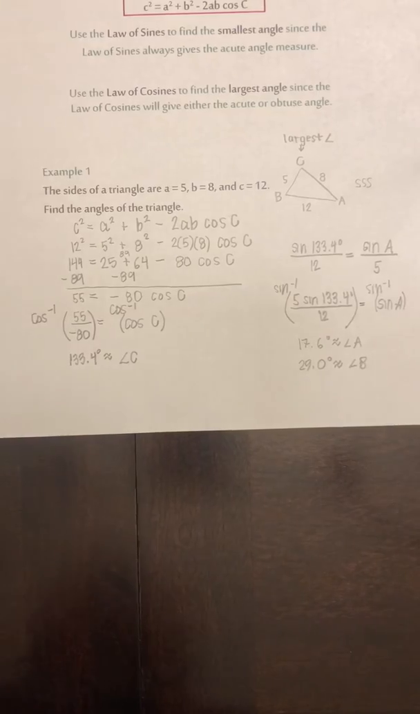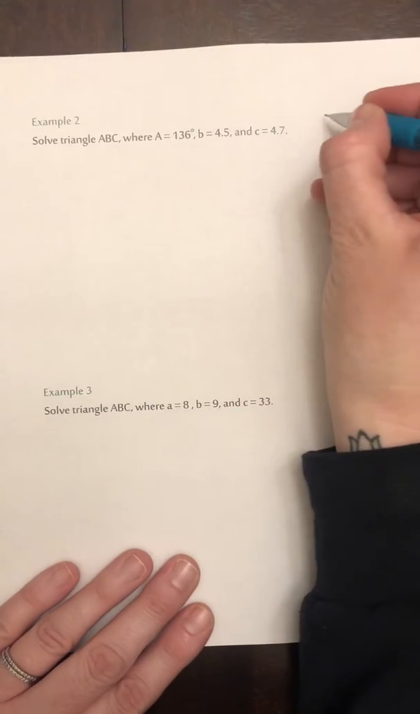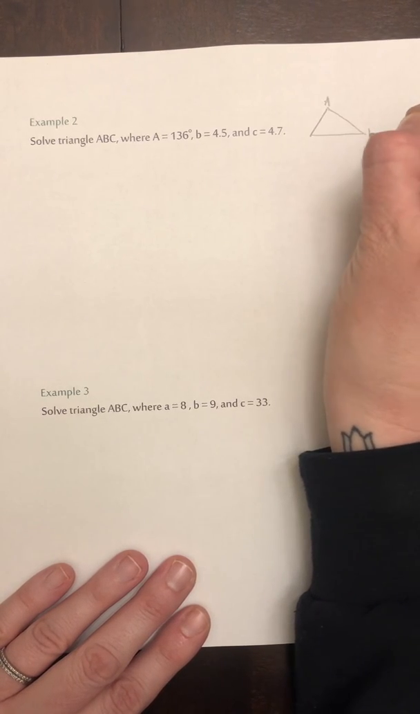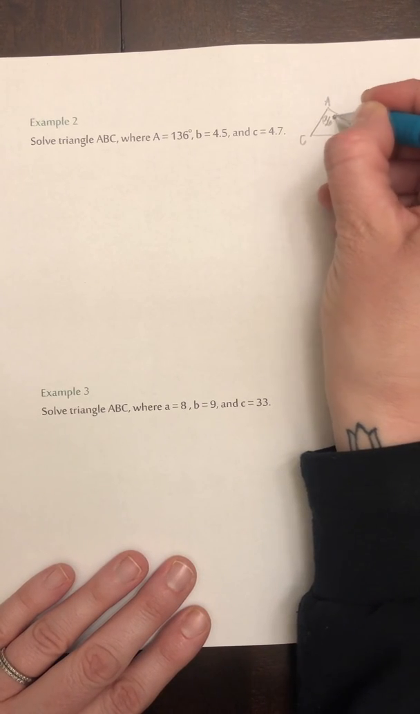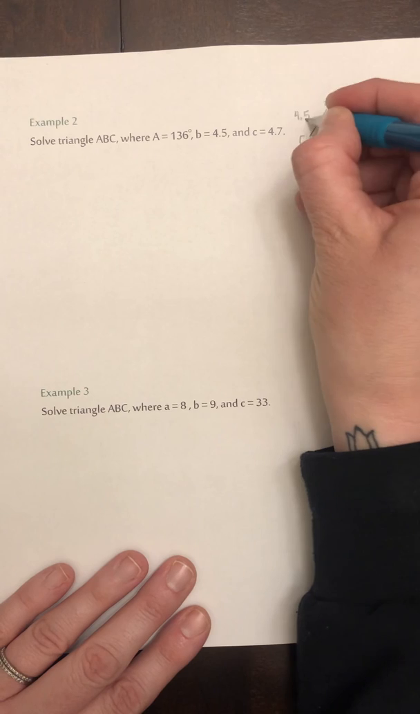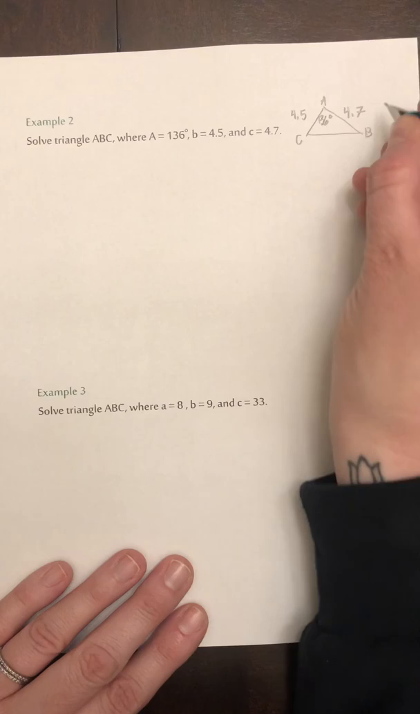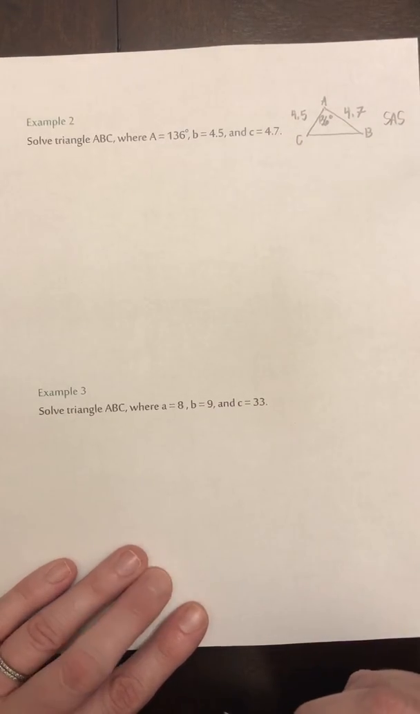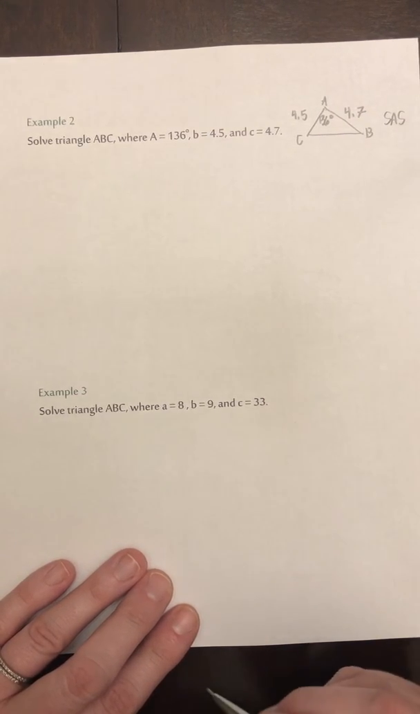So now let's take a look at example 2. So here's what we've got. We have a triangle. Let me just go ahead and label. So I have A, B, C. They gave me angle A, they gave me little b, they gave me side c. So you might recognize this from geometry. This is going to be SAS, side angle side, because the angle is right in between the two sides. I actually already know what the largest angle is because I have an obtuse angle given to me.